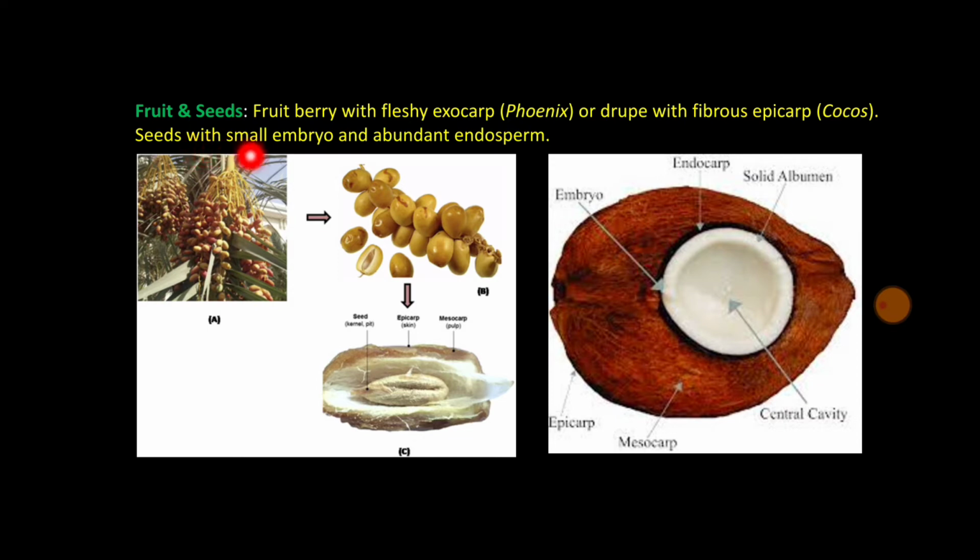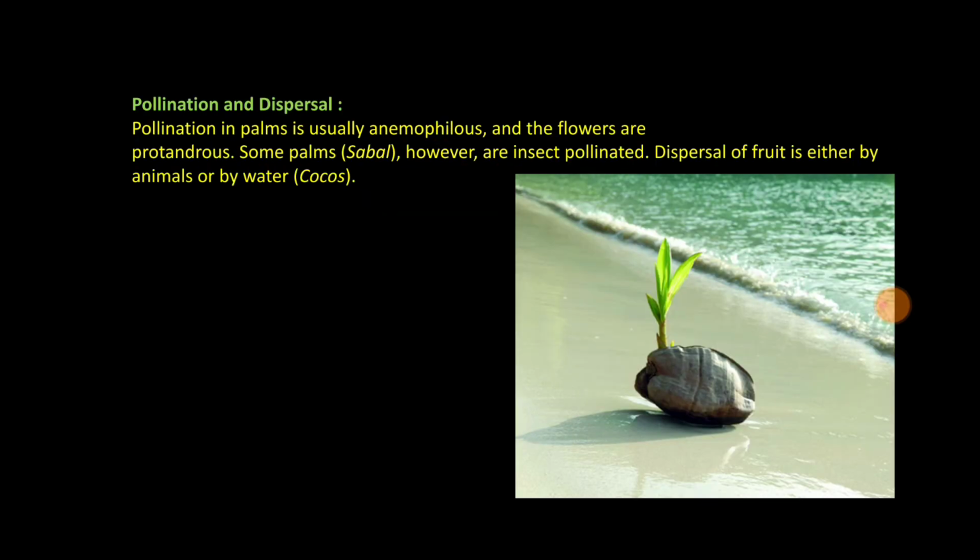Seeds of Araceae with small embryo and abundant endosperm. Pollination and dispersal in Araceae. Pollination in palms is usually anemophilous, that is they are wind pollinated, and the flowers are protandrous, that means the androecium matures before the gynoecium. Some palms like Sabal, however, are insect pollinated, that means they are entomophilous. Dispersal of fruit is either by animals or by water, for example coconut or Cocos nucifera.